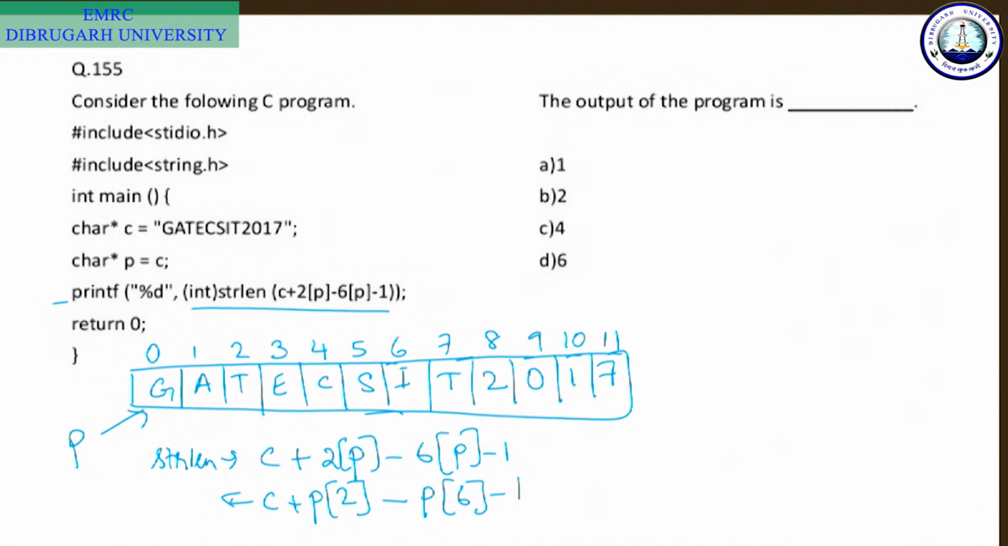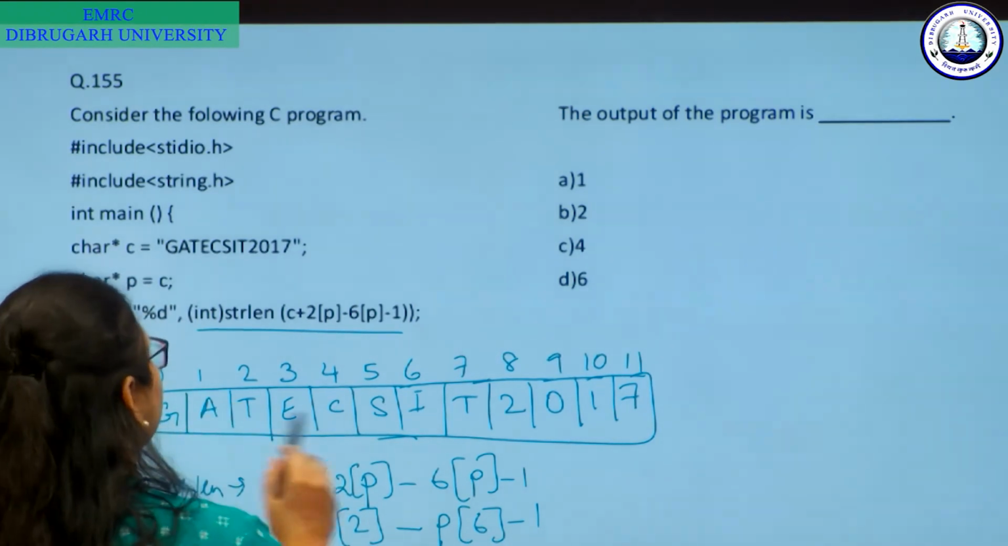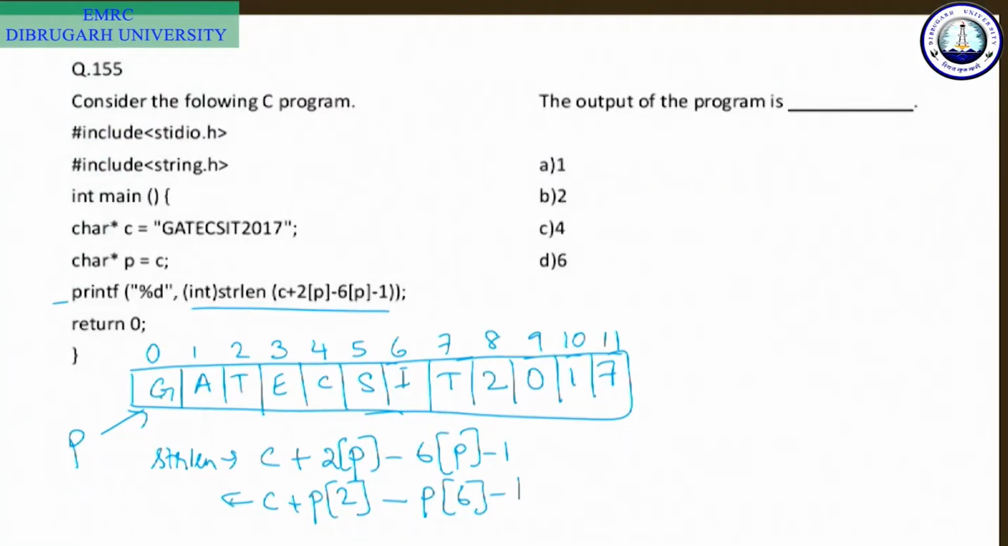Now, as we are talking about uppercase character sets, right, these all are uppercase. As per the alphabet positions, for A it is 1, for B it is 2, C it is 3, and in that way Z is equal to 26. So here, let us see what P of 2 is. P of 2 is this one. So it is T minus P of 6, which is I, minus 1. Then C plus T minus I.